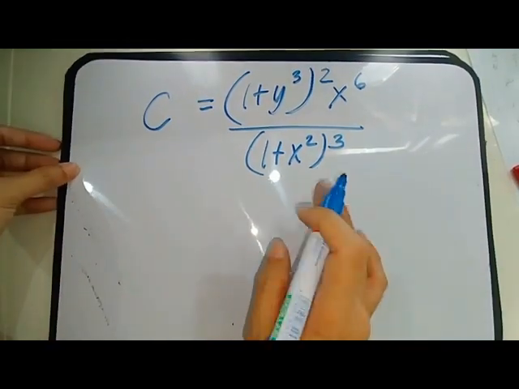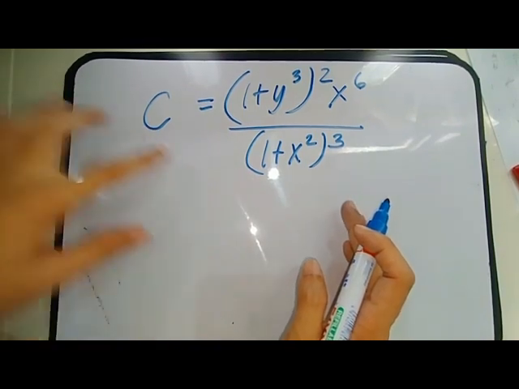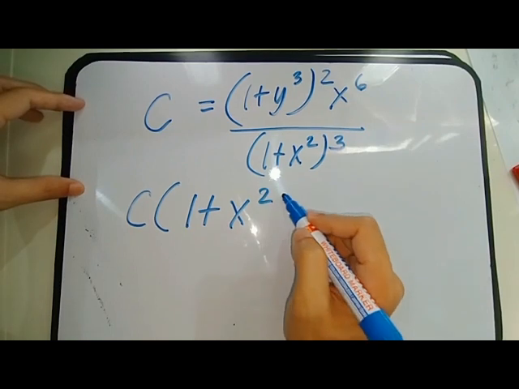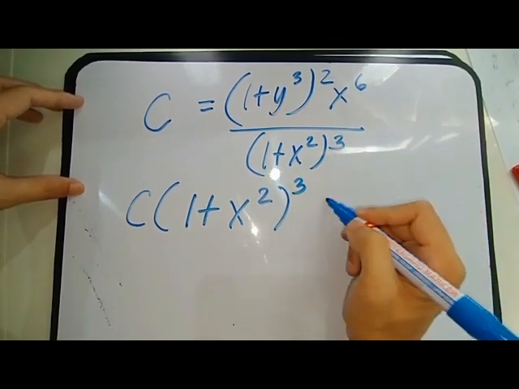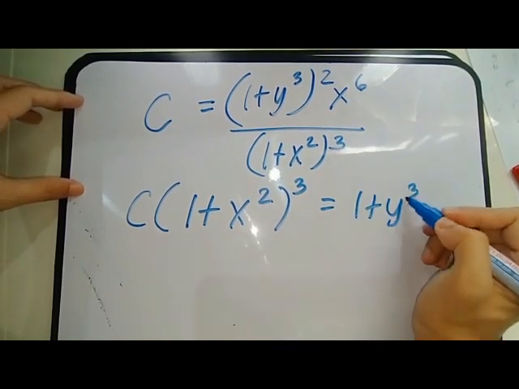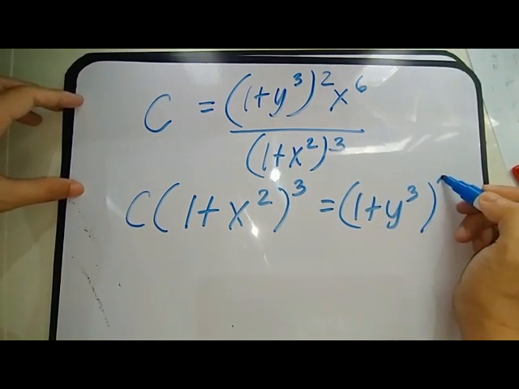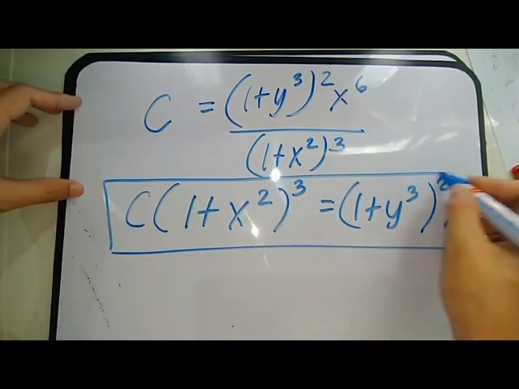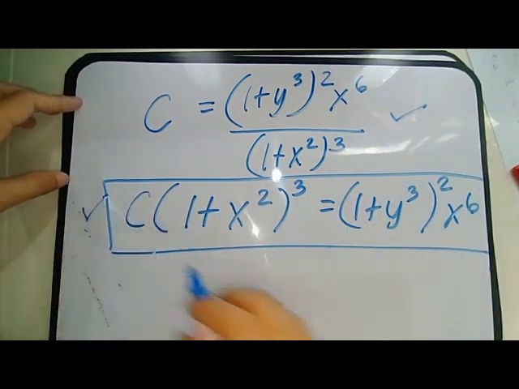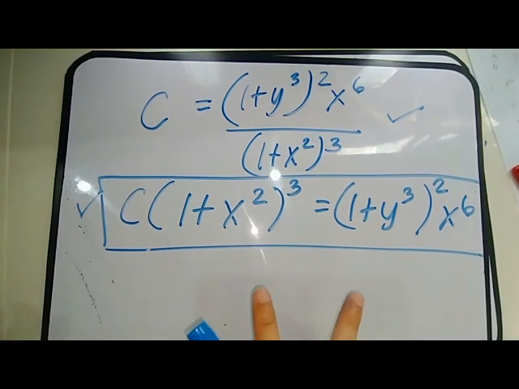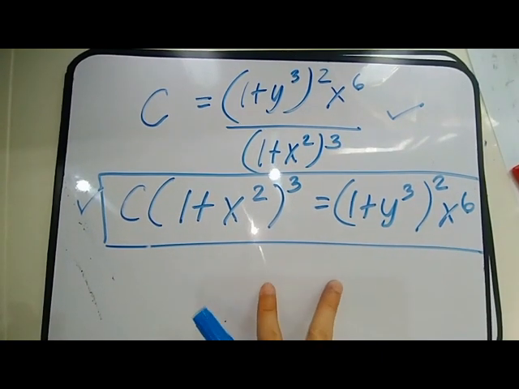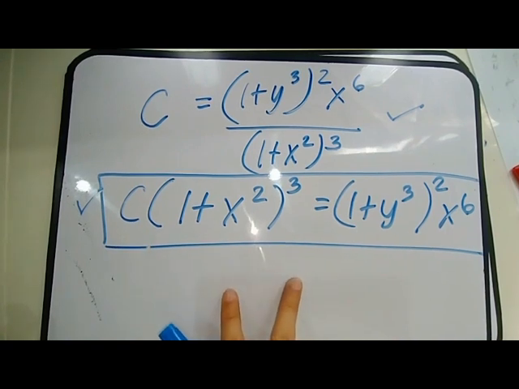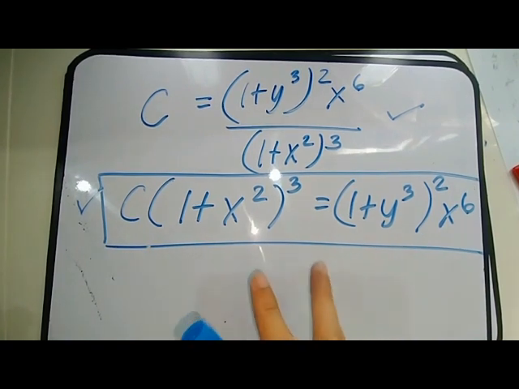Then we multiply this expression to the other side to further simplify. So you have here c times quantity 1 plus x squared cube equals 1 plus y cube quantity squared x raised to 6. So this is our final answer. So this can be or this can be. So process by process lang guys yung pag-solve ng differential equation. So importante yung algebra of course, then differential and integral calculus. Those are the foundation.